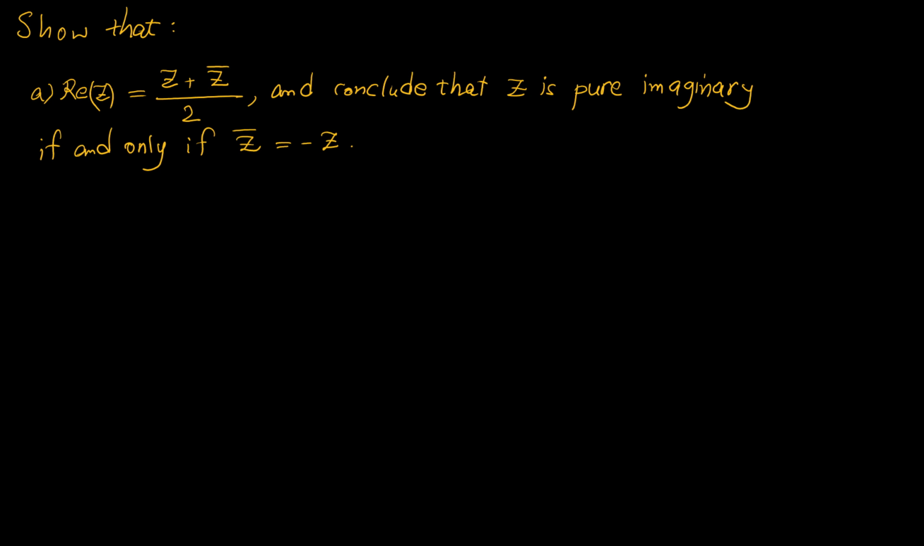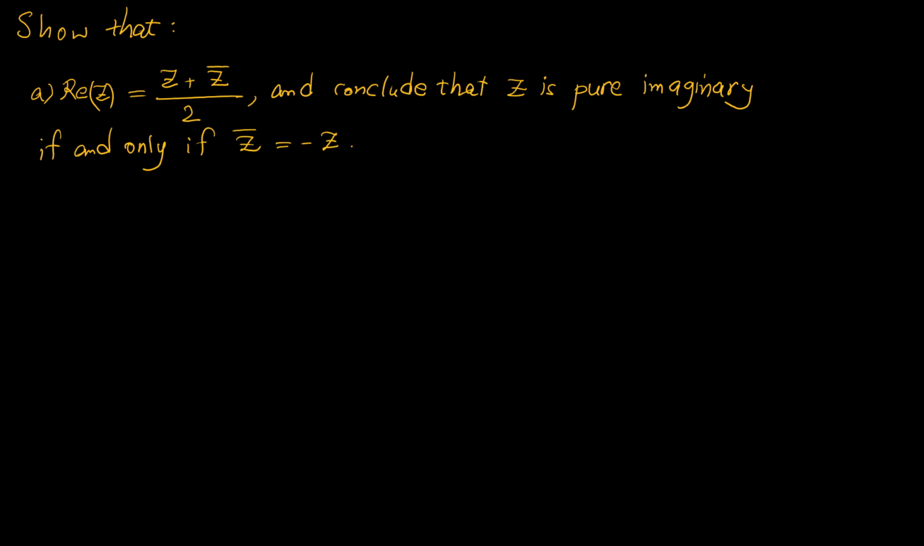In this video, we want to prove some identities about real parts, imaginary parts, and the conjugate of a complex number. First, we want to prove that real of z is equal to z plus conjugate of z divided by 2. And from this, we want to conclude that z is a pure imaginary number if and only if the conjugate of z is equal to negative z.